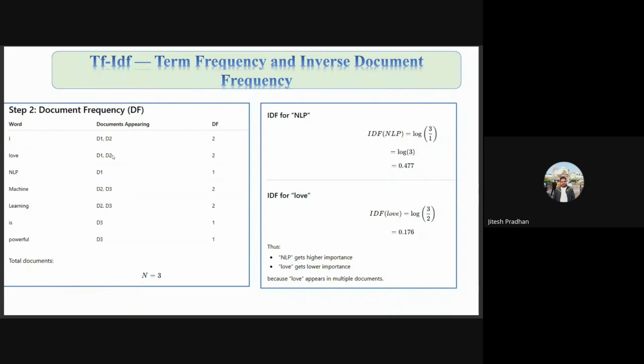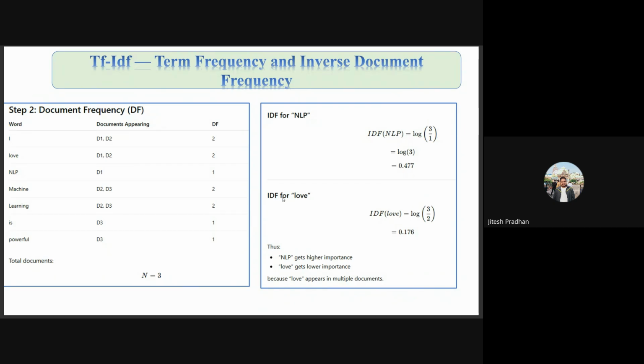Now let's calculate the IDF for NLP. It is log N by DF. Looking at the word NLP, its DF is 1 and the total number of documents is 3, so it will be 3 by 1. So log 3 will be 0.477. Why is it high? It is high because the word has appeared just once.